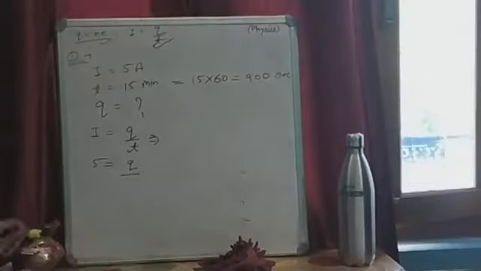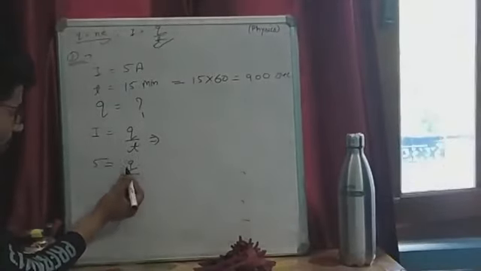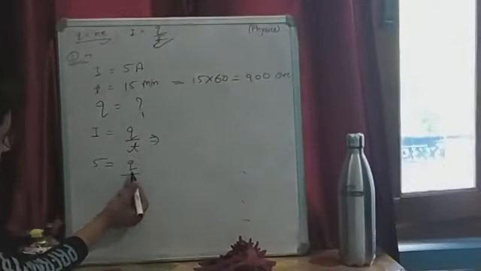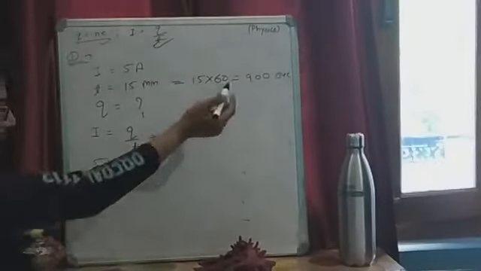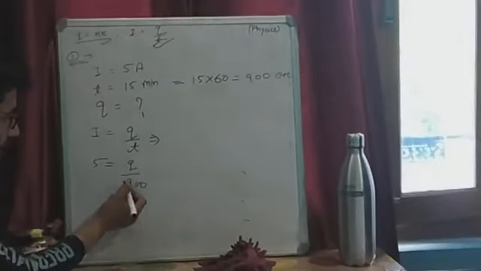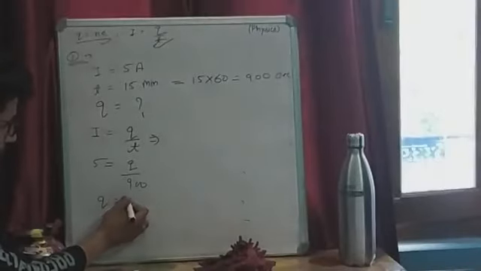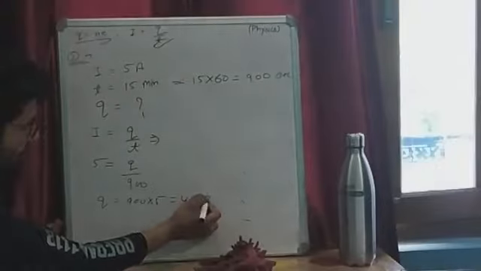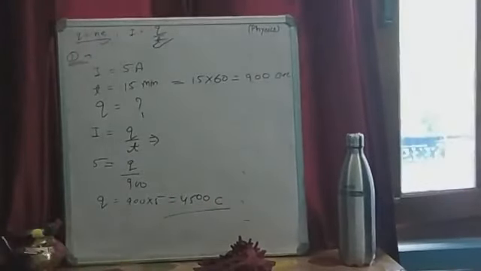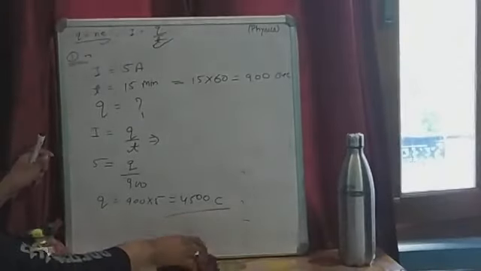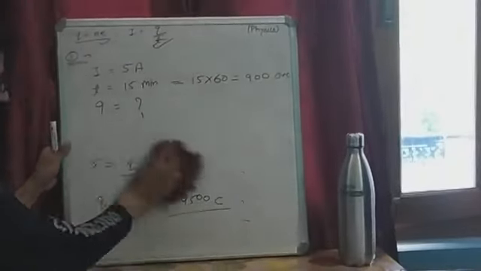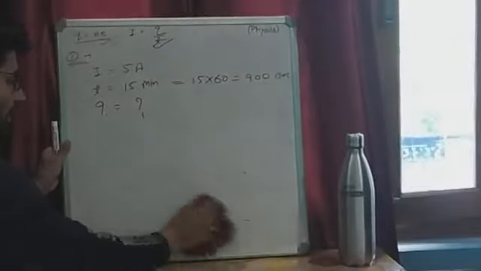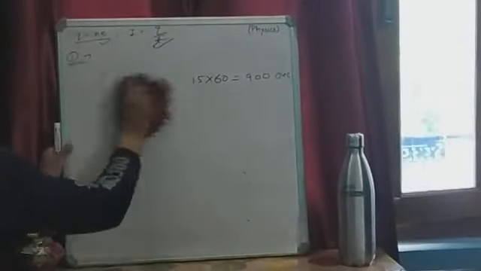Now no problem. We have I equal to 5 ampere, Q we have to find out, and time is 900 seconds. Then solve this one. We will get Q equal to 900 times 5, which will be 4500 coulomb. This is the answer to this question. Very nice. So we can find the value of charge or the number of electrons by using these two formulas.